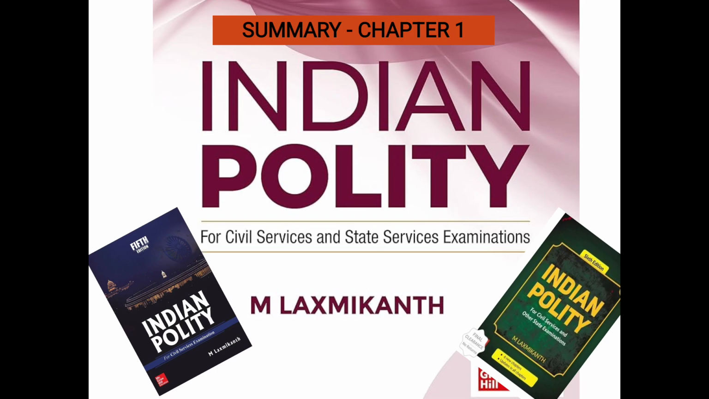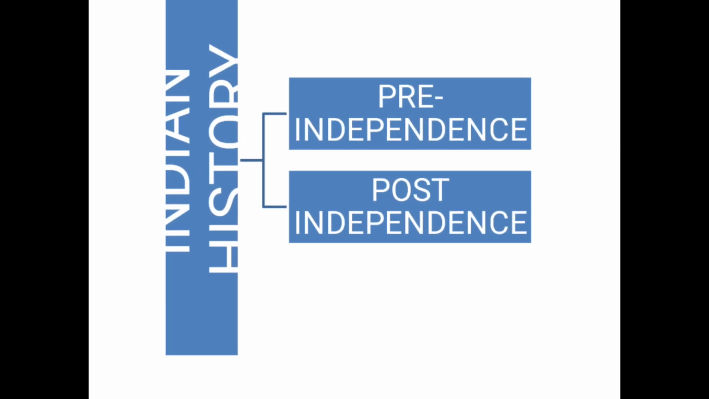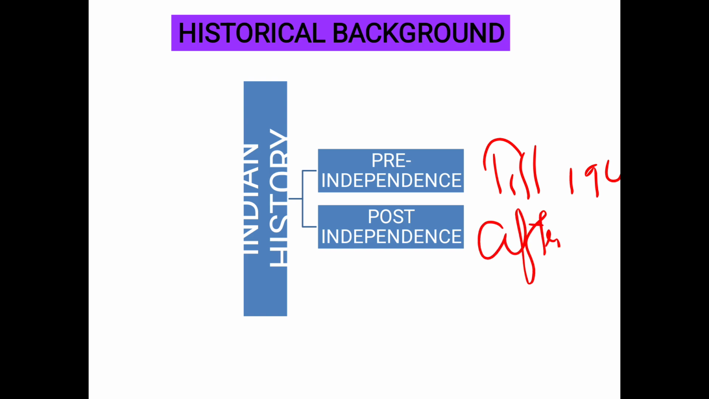So, this is the chapter Historical Background, and as I said earlier, Indian history has been divided into two parts: pre-independence, which is the British period up to 1947, and post-independence, which is after 1947 till today. First, we are going to see the pre-independence era.